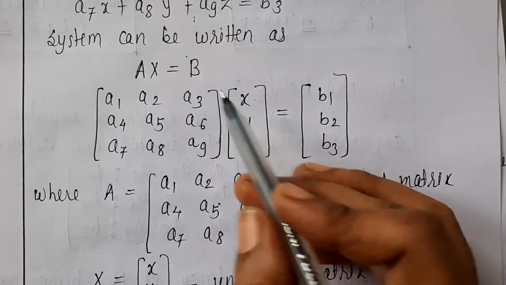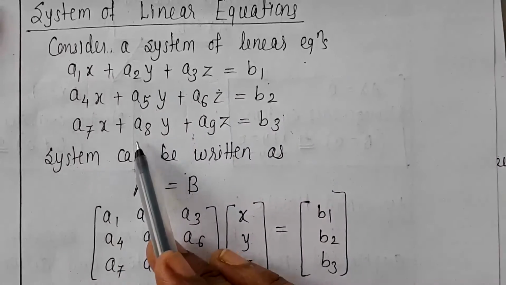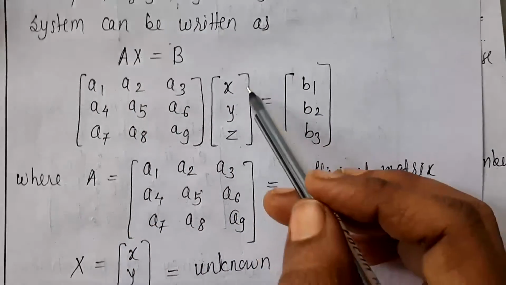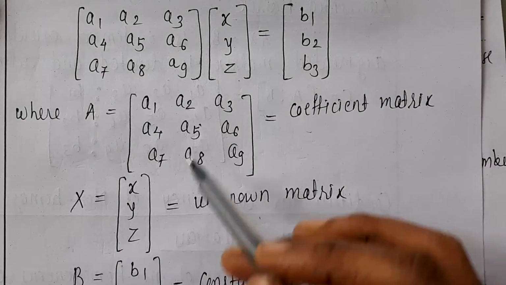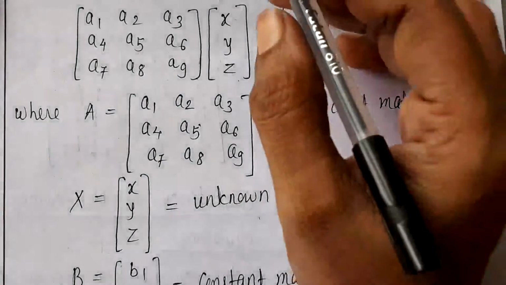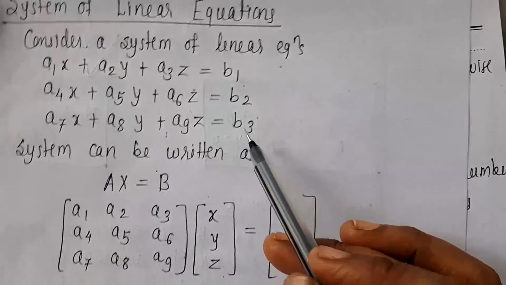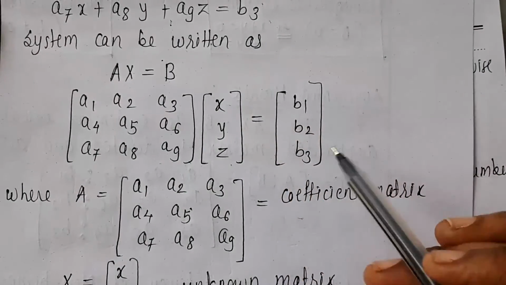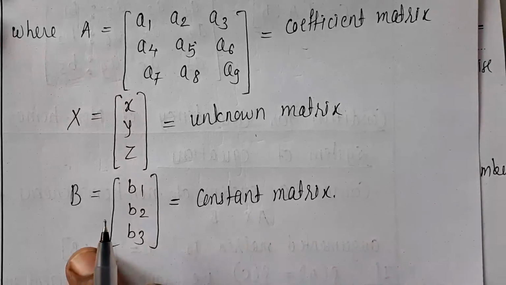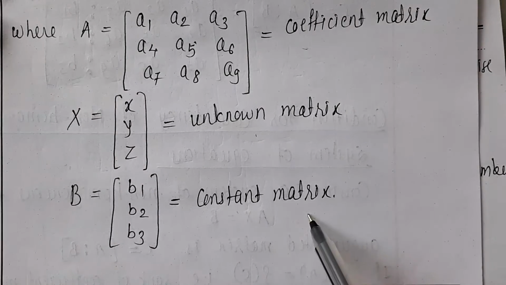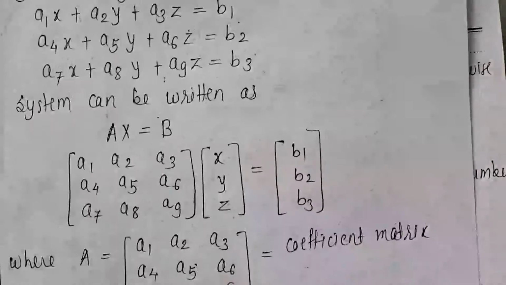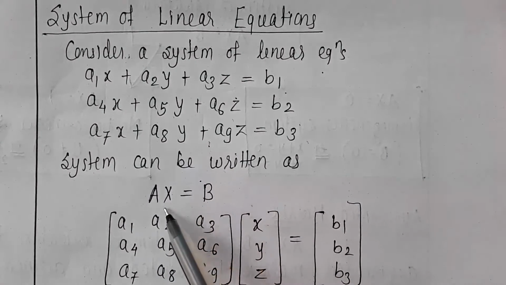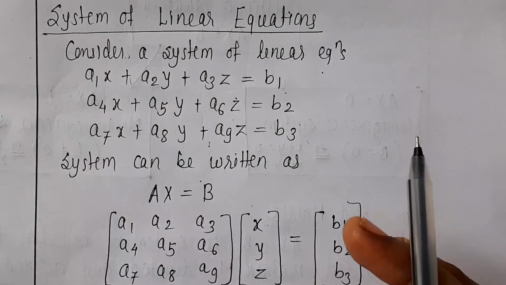What are x, y, z? x, y, z are the unknowns of these equations, so this matrix is called the unknown matrix. And then this matrix b1, b2, b3 has constant values, so it is denoted by B and named the constant matrix. Okay, so remember this: whenever any system is given, the first step is to write it in the form Ax equal to B.